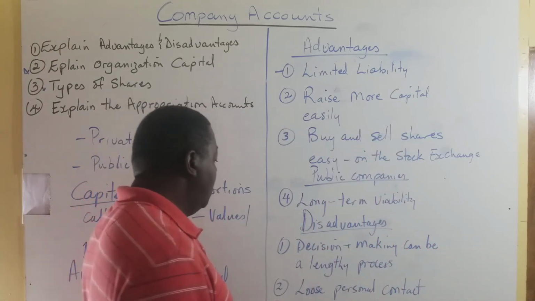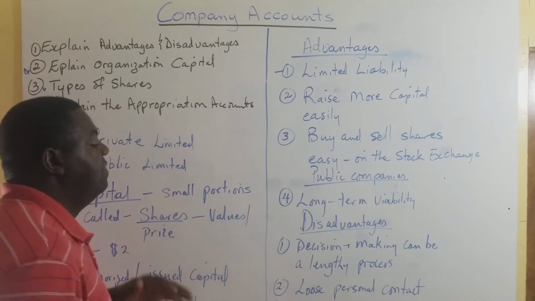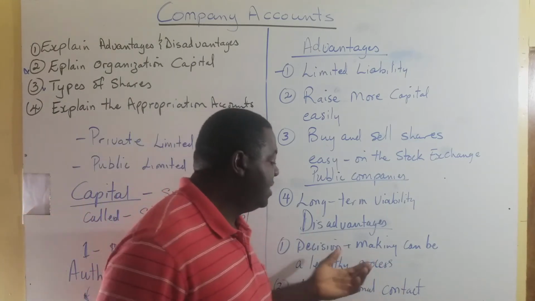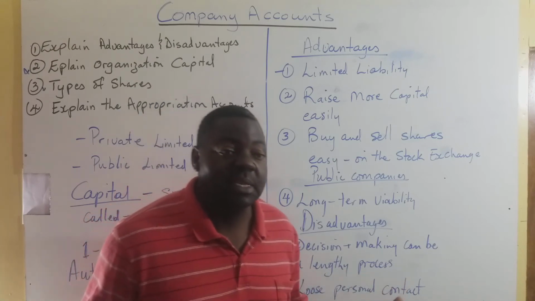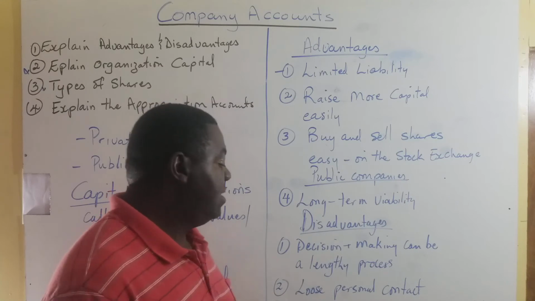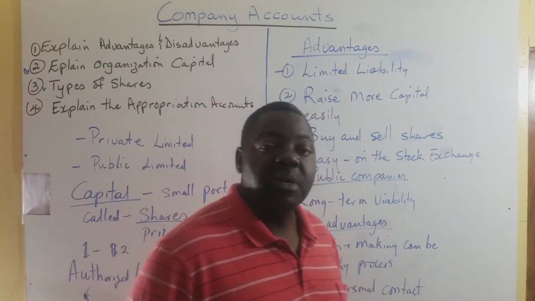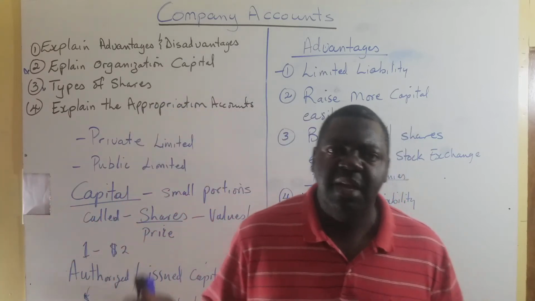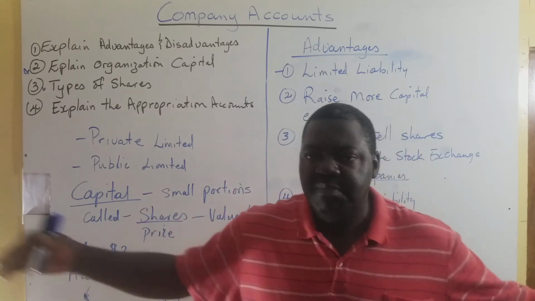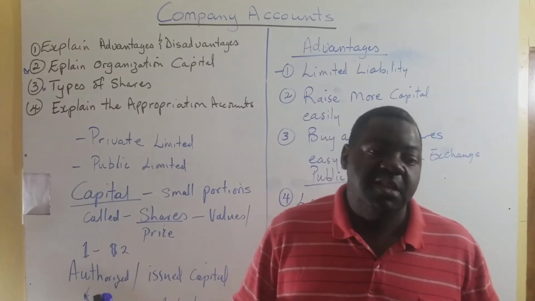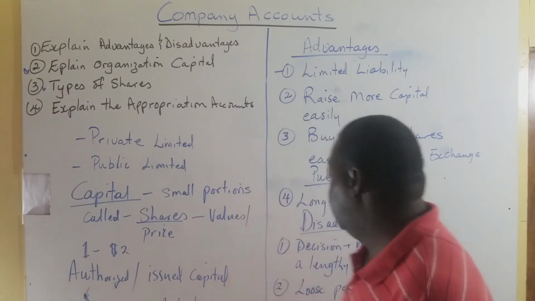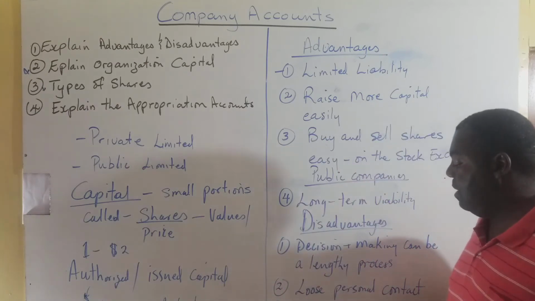So we're seeing that in relation to disadvantages, it is likely that decision making may be a lengthy process, taking longer for decisions to be made. With companies, we may have a situation where we're losing personal contact, especially between employer and employees, right? Because the business is large, the general manager might not know quite a few of the persons who are working in the institution. So personal contact is lost.